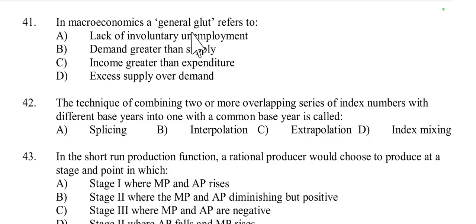In macroeconomics, a general glut refers to: lack of inventory, unemployment, demand greater than supply, income greater than expenditure, or excess supply over demand. A general glut means excess supply over demand, that is, supply greater than demand. It describes a situation where the total supply of goods and services in the economy exceeds the total demand, leading to an overall surplus and economic imbalance. So it is called a general glut.